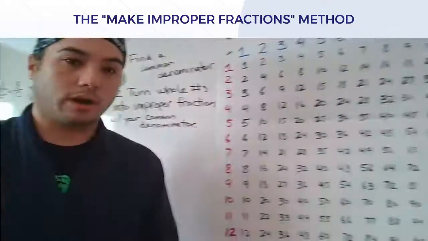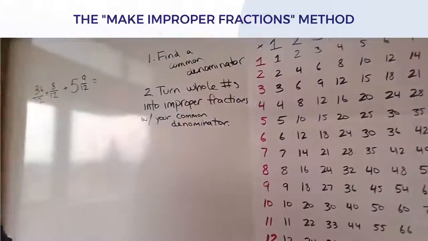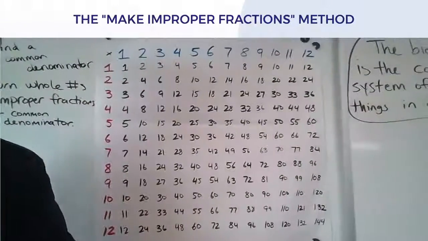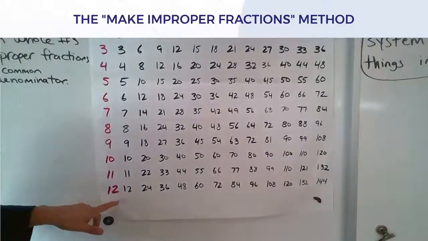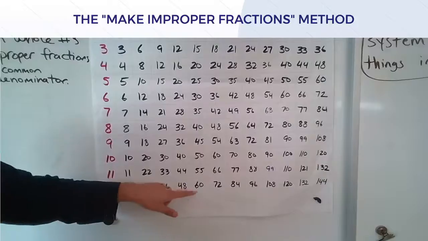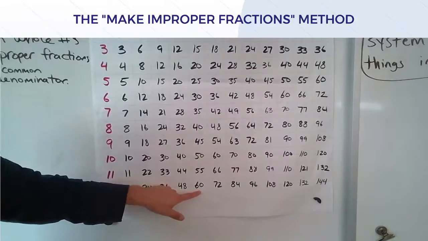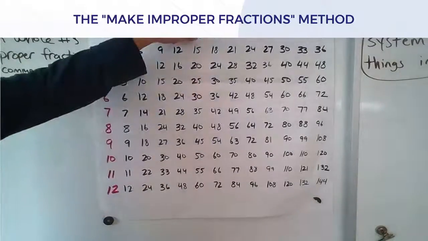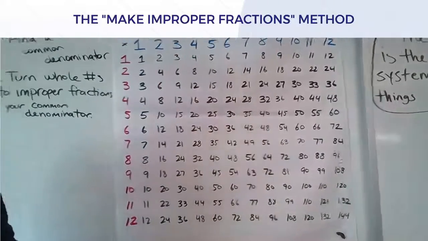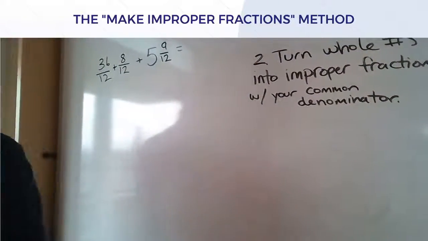Now, what is 5 in twelfths? So go back to your chart. 1, 2, 3, 4, 5. 60 twelfths is equivalent to 5. So we're going to rewrite our 5 as 60 twelfths.